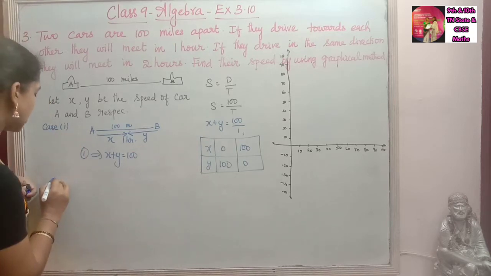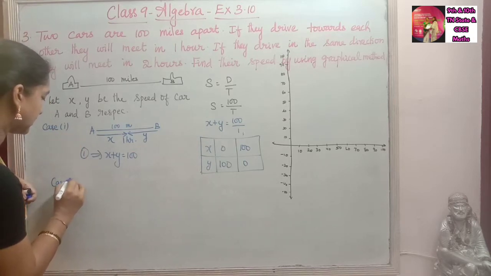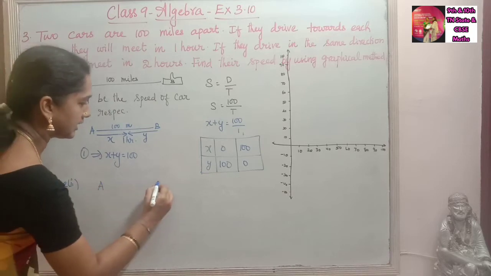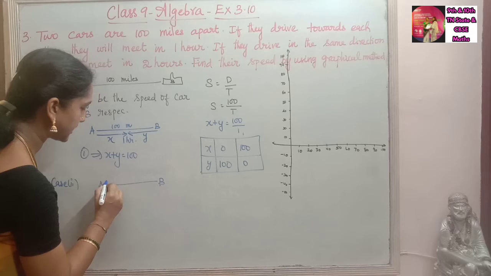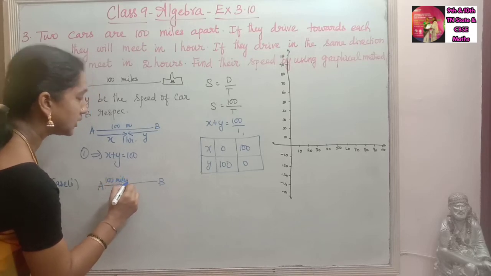Then, case 2. The second case is A and B cars are there. The distance between them is 100 miles, it is given.